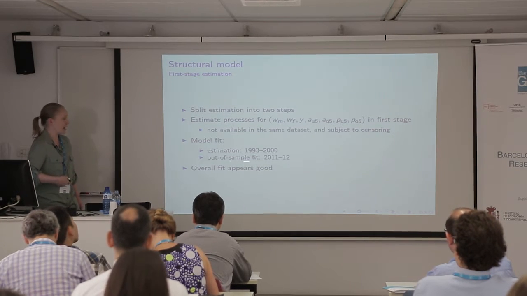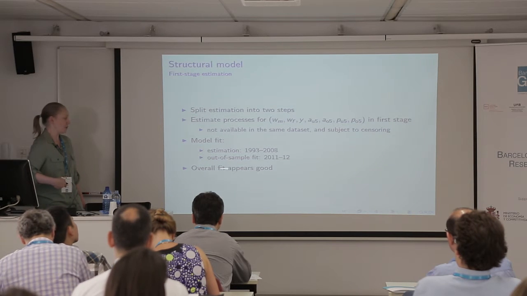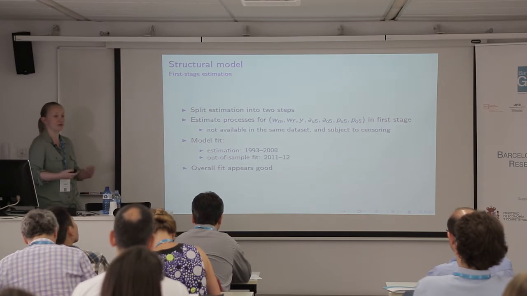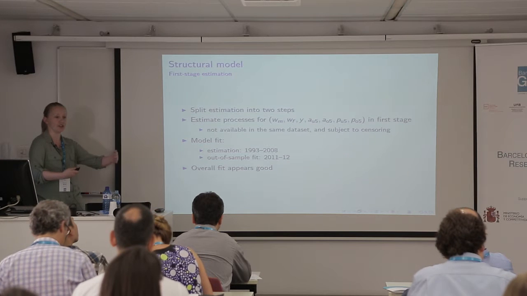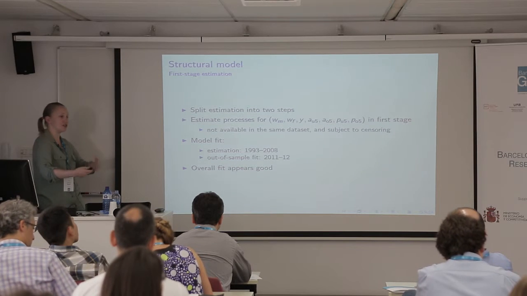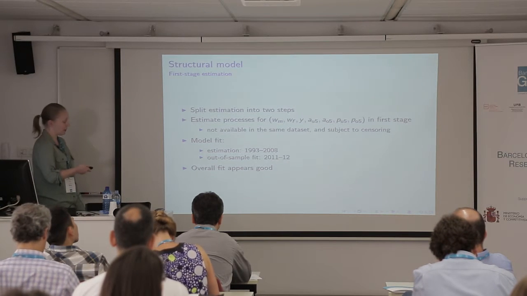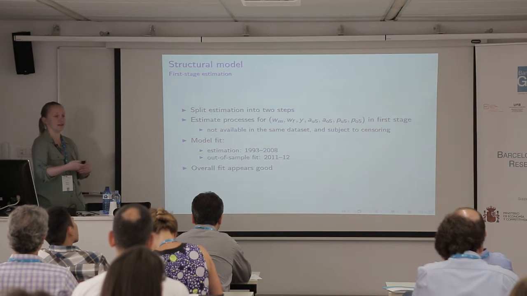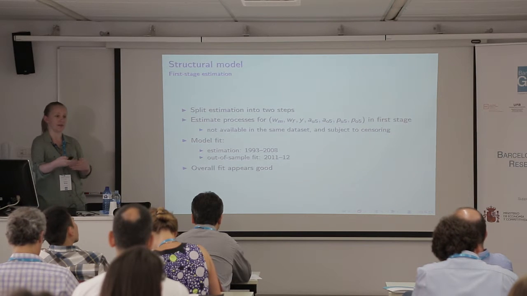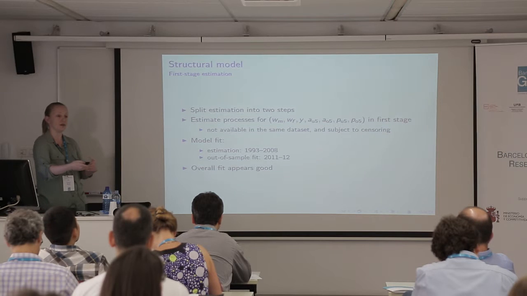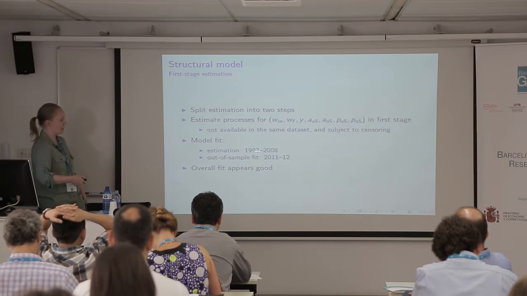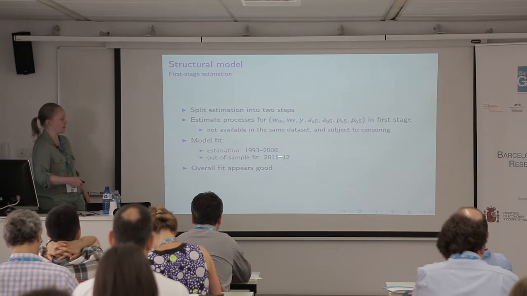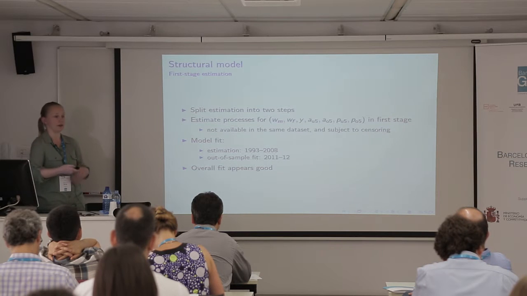And I've done an out-of-sample fit for the model, and the overall fit appears reasonably good. It does seem to match changes between these two periods in, say, parents' time use. For example, there's an increase in parents' time use between this estimation period and the out-of-sample period, and the model seems to match that.